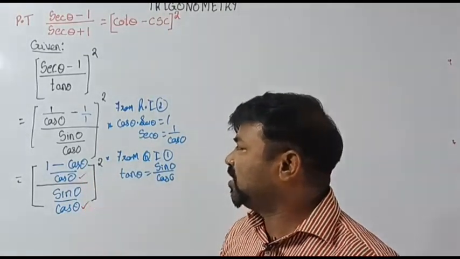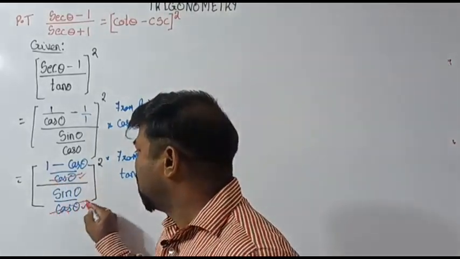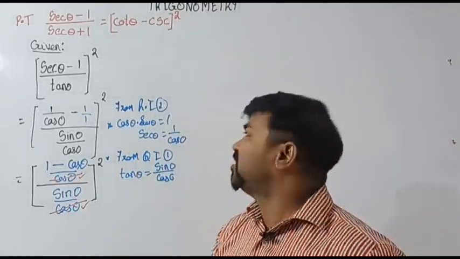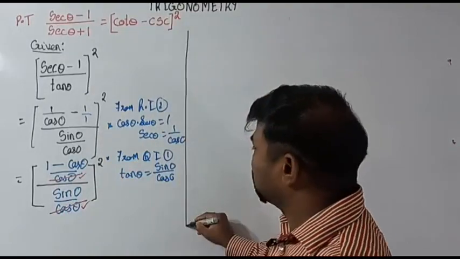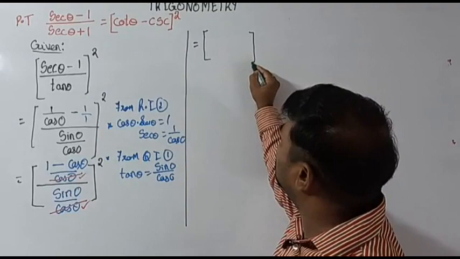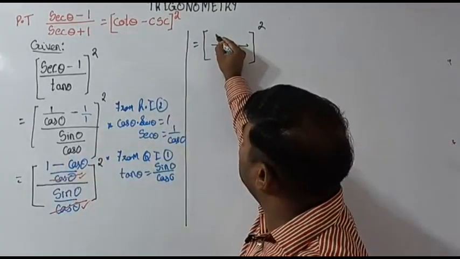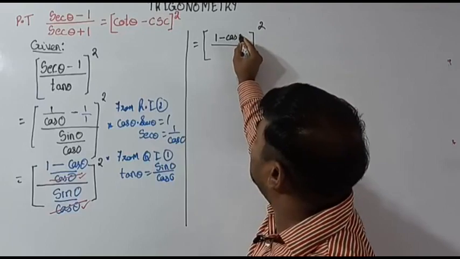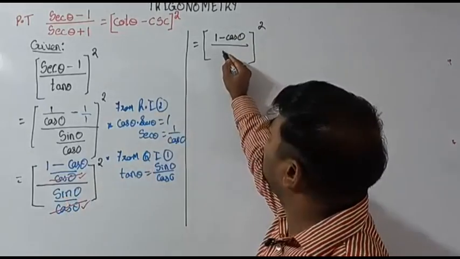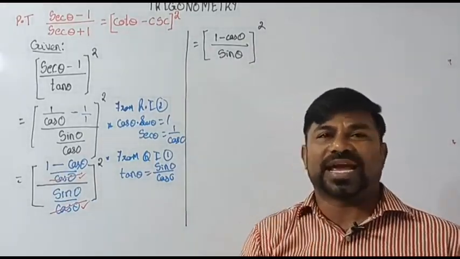Now what's the denominator here? It is also cos. Now straight away cancel the cos and the cos. Whatever is present inside, we are cancelling that. Now what is left over? Of course, the whole square is already present. In the numerator we have 1 minus cos theta, whereas in the denominator we have sin theta. Till here we are all set, right?